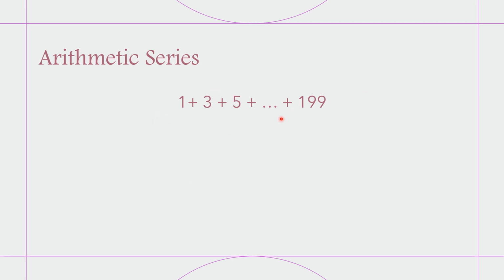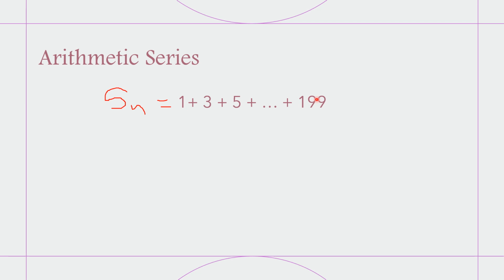An arithmetic series represents the sum of all the terms in an arithmetic sequence. So basically, all these terms are the terms of an arithmetic sequence, but now we are adding all of them. That is why they become what? An arithmetic series. So I will be correct to say an arithmetic series is represented by the sum of all the terms in an arithmetic sequence.